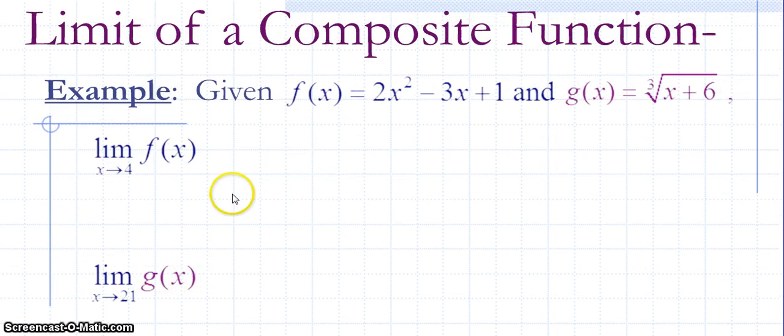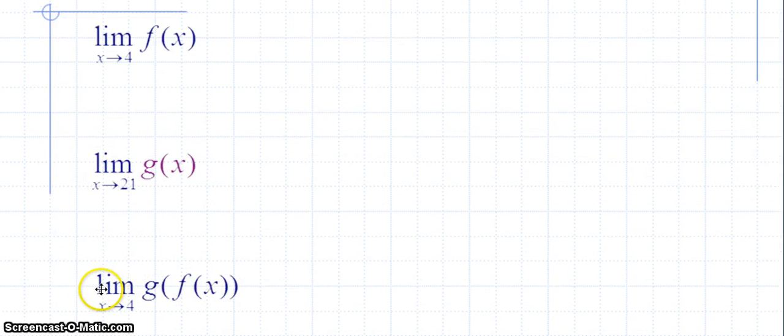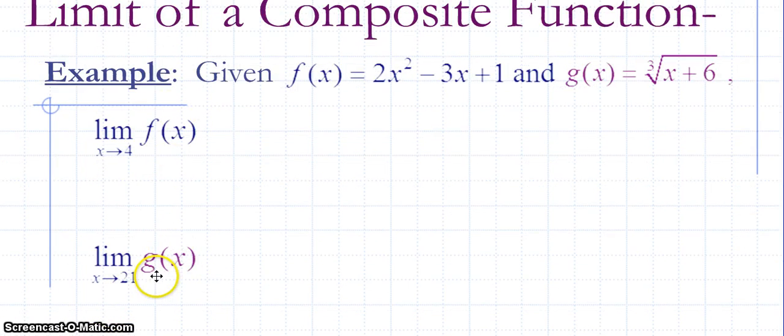Moving on. Limit of a composite function. I want you to pause the video and try this one on your own. I think you can figure it out. I have confidence in you. You're bright. You work hard. You try sometimes. So I want you to try this one on your own. Find the limit as x goes to 4 of f of x, the limit as x goes to 21 of g of x, and then the limit as x goes to 4 of g of f of x. I'll give you a hint. Do these two first. Pause the video. Unpause when you're ready to check.